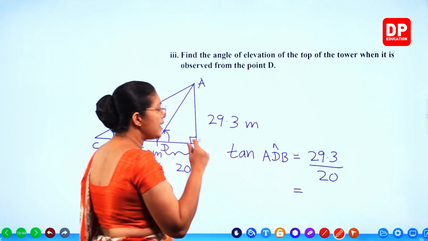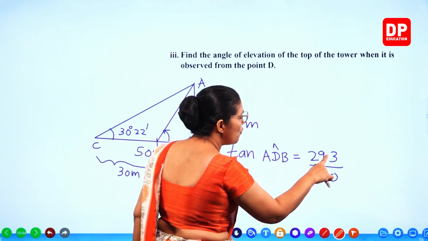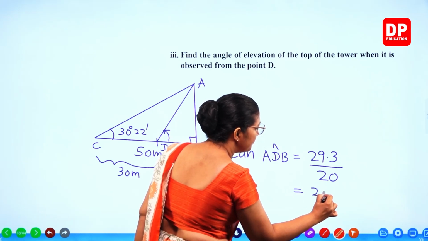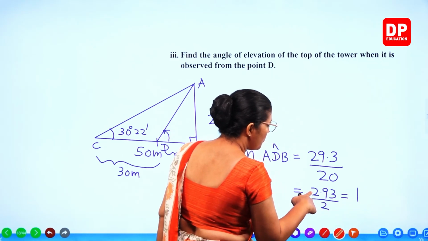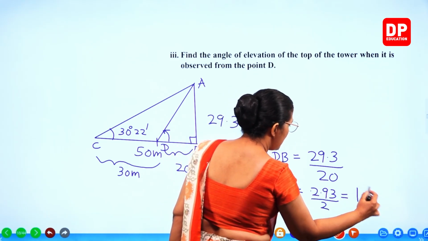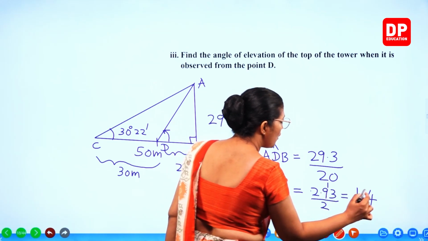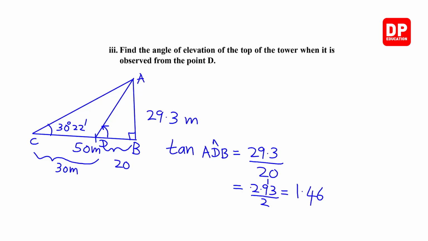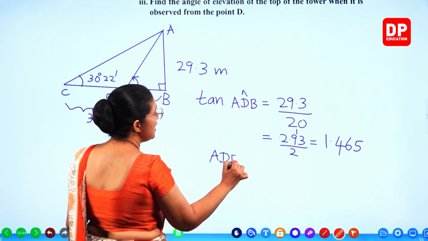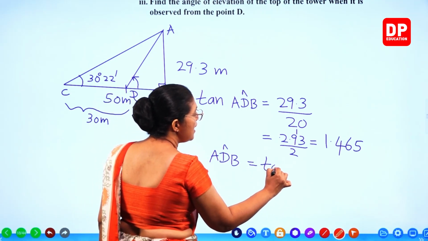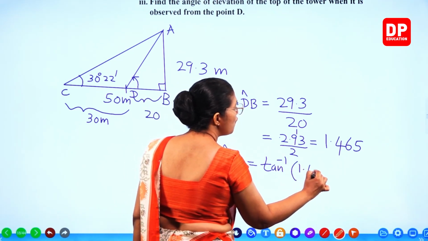So let's divide. Divide by 10 means you move a decimal place. So 2.93. Then divide by 2. 2 and 2, 1. 2 times 4, 8. And for 13, that's 6. And for 10, that's 5. 1.465. Then how you find out the angle? You have to take tan inverse. So ADB is equal to tan inverse of 1.465.